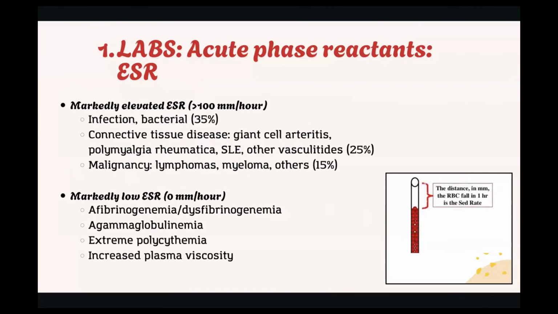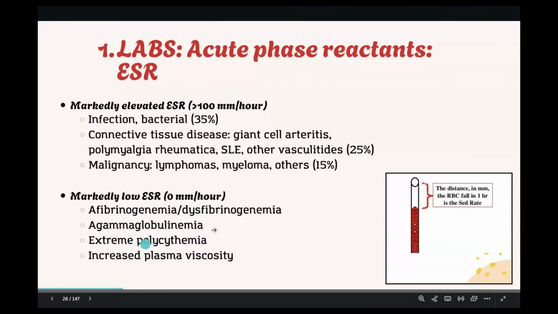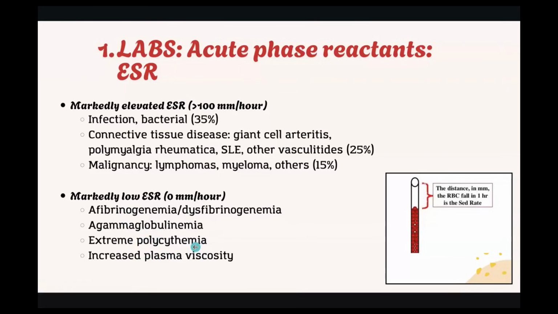Now, when we have low ESR, this is basically when we have low fibrinogen. So there is no fibrinogen to react to the red blood cells, so low ESR. Extreme polycythemia, where we have a decreased number of red blood cells, if you guys remember. Well, you did not take heme yet. Okay, you did not take heme yet. So polycythemia is when we have decreased red blood cells in the body. So decreased red blood cells, we're going to have decreased ESR.